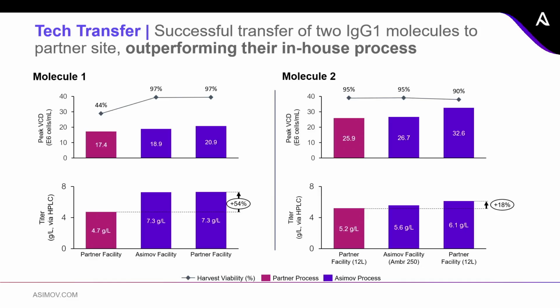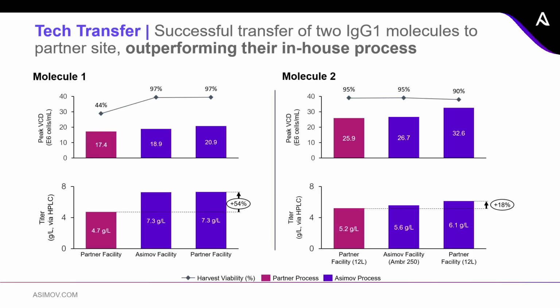So we were able to demonstrate that we had higher viability and VCD with our process. And then when we look at the titer, we can see that we had a 54% increase from running the partner process versus both our facility as well as their facility for this molecule.